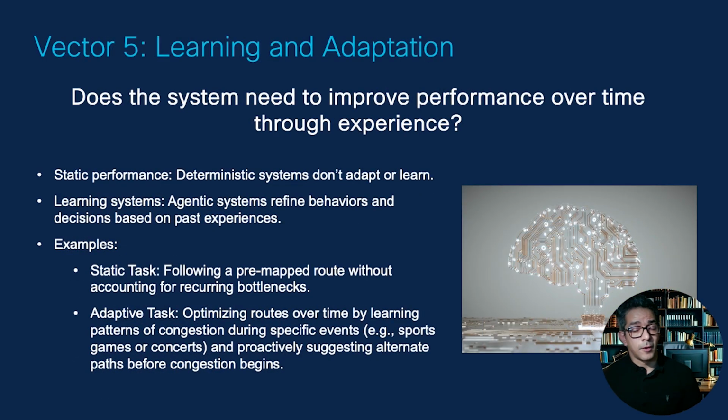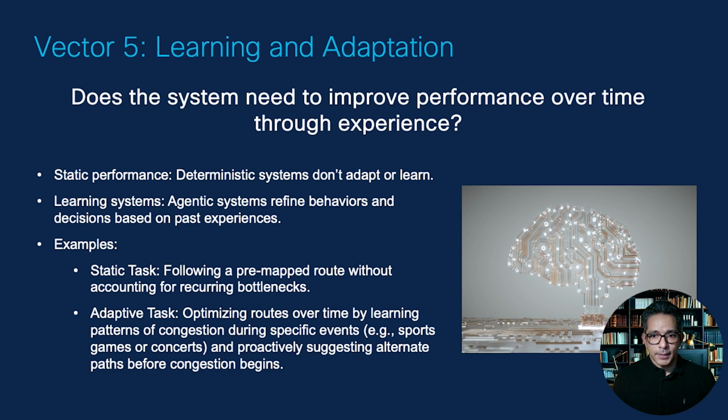Finally, learning and adaptation. This maps really cleanly to the top of the pyramid that we had in the earlier slide. And the question here is, does the system need to improve performance over time and through experience? So deterministic systems rely on predefined rules. As I'm sure you all have experienced, they don't necessarily, quote unquote, learn, at least autonomously. They cannot improve their behavior without explicit reprogramming.